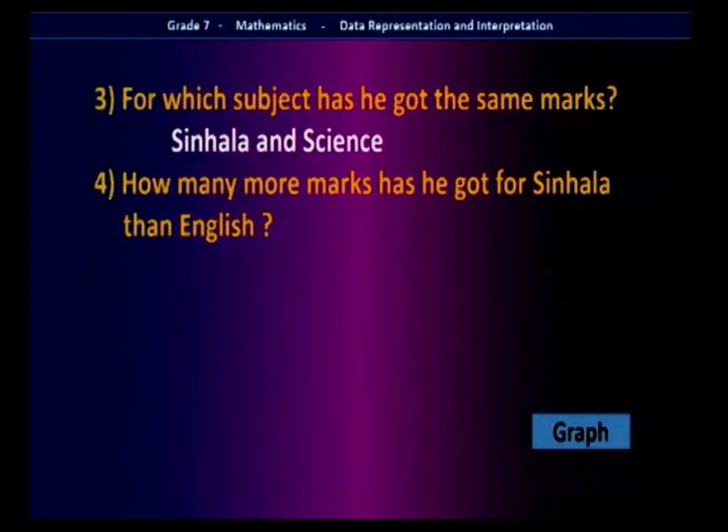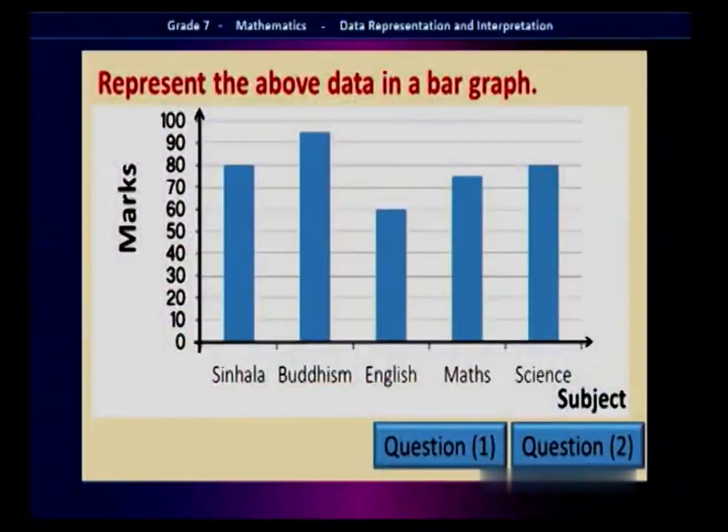Then let's go to the fourth question. Question number 4. How many more marks has he got for Sinhala than English? Now you have to compare. Comparison is done using bars. Now we want to go to the graph again. Sinhala and English, compare them. What is the height of the bar of Sinhala? It is 80. Then English 60. Then you should find out the difference.